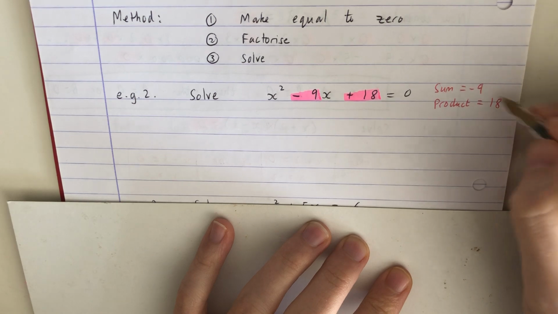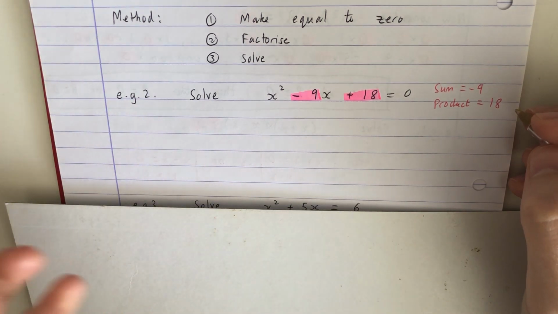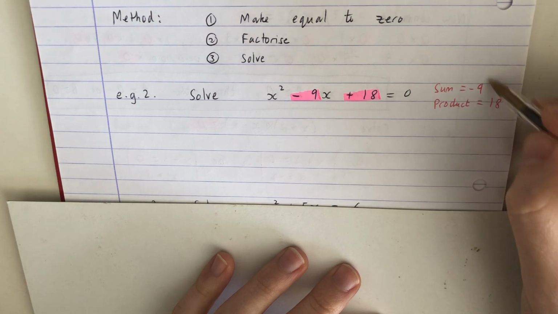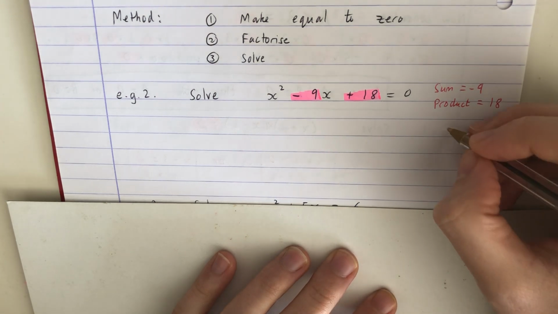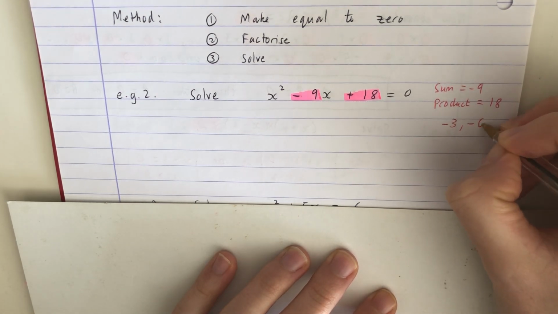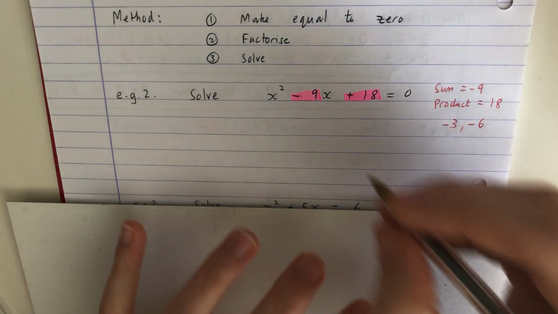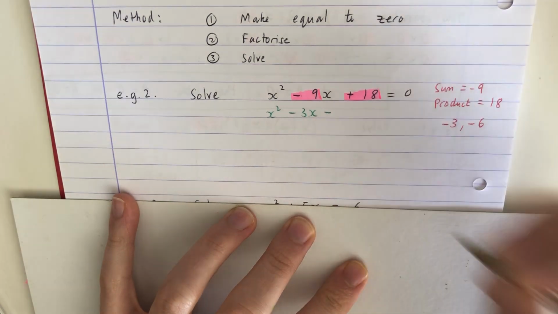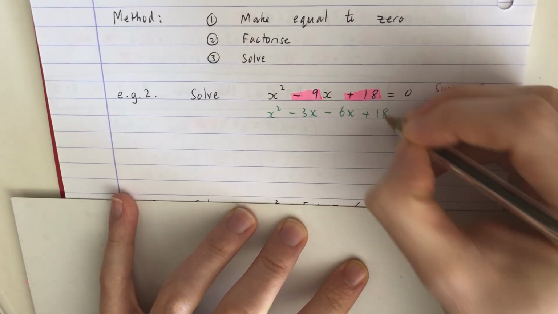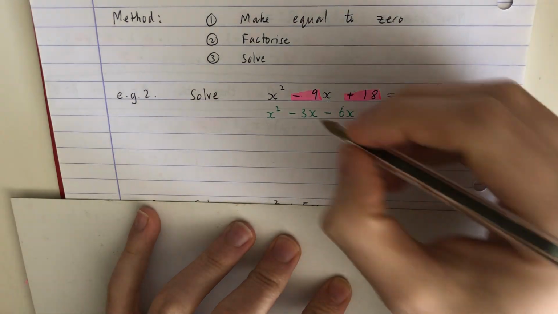Because the product is a positive number, the numbers have to be the same sign. So you could have a plus 1 and a plus 18, a plus 2, a plus 9, and so on, but they need to add up to a negative. So the only way to do that is by using two negative numbers. And the longer you think about this, you'll realise it's negative 3 and negative 6. They times together to give you the plus 18, but they add to give you negative 9. Okay, let's put those in. x squared minus 3x minus 6x plus 18. And then factorize the first two terms.